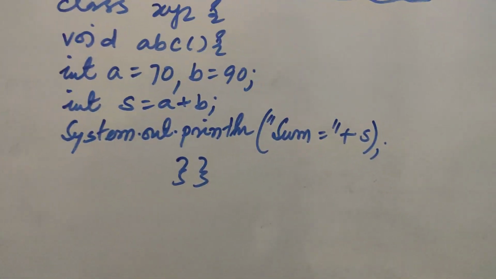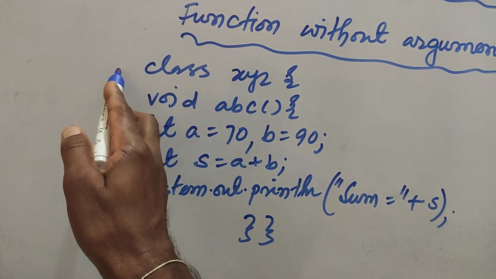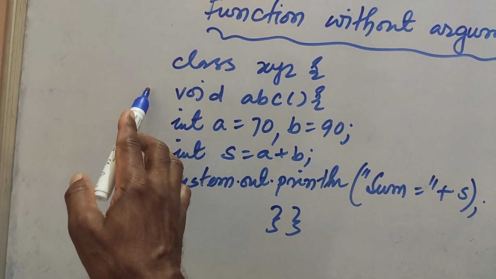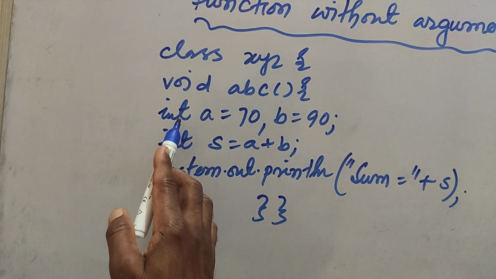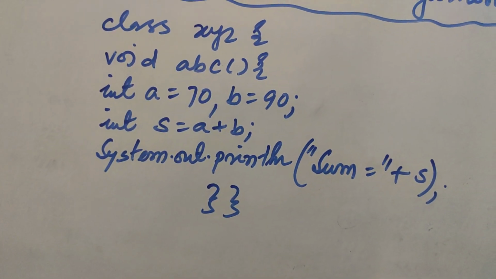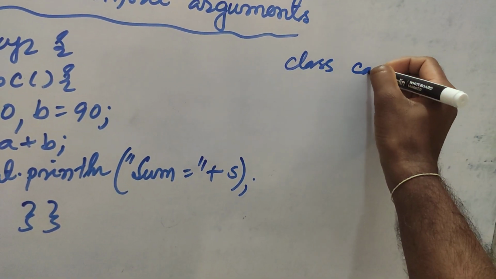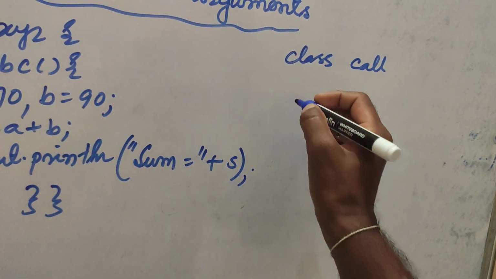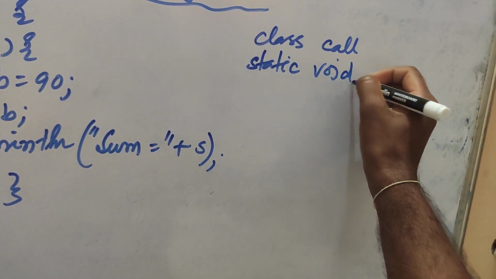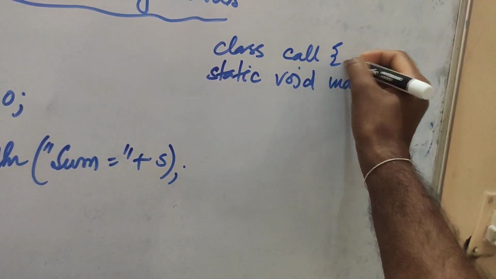Now if I want to call it in another class, before the function we don't give anything. That means by default it is public. Before the variable also we do not declare anything as the access specifier, so that is public. So I want to call it in another class. Class call, static void, suppose main I am giving. This also you can give in a different name, no problem.